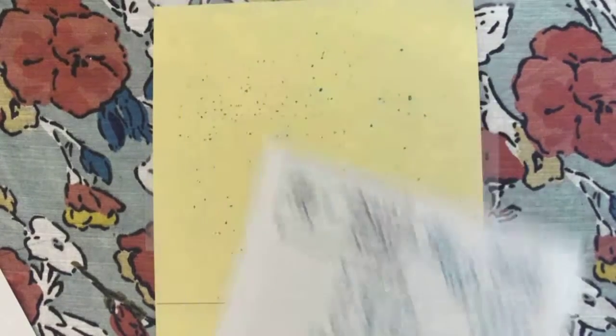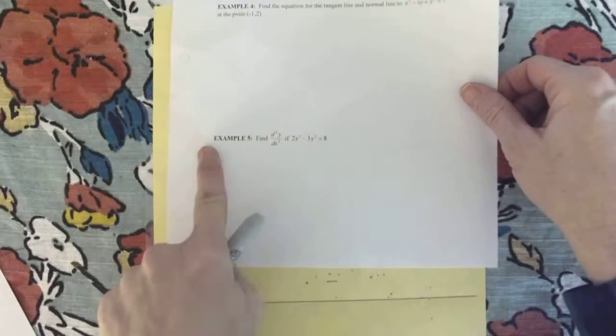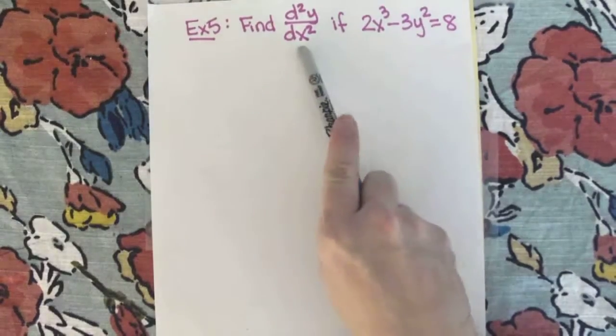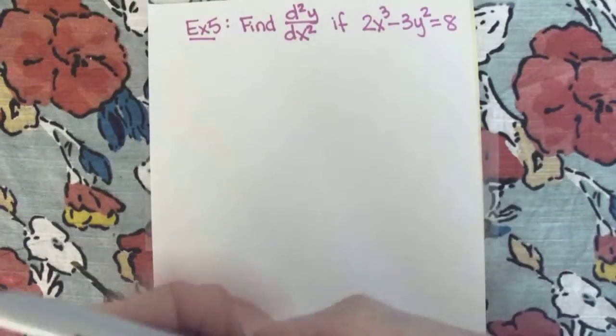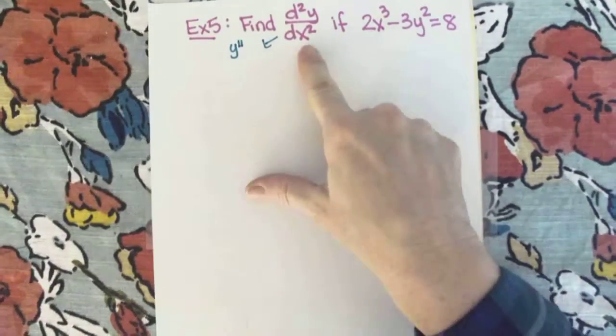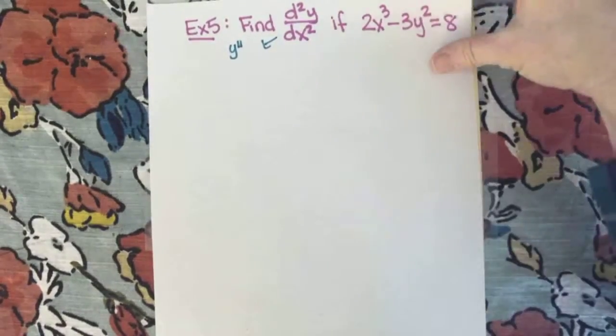Okay, moving to example 5. This is from our note sheet from yesterday, which looks like this. We're now on example 5. This is asking us to find the second derivative of y with respect to x. You might not have seen this notation before. The 2's indicate that you're taking the derivative of the derivative. That's the second derivative. This could also be notated as y double prime. But because we're in implicit mode, we're going to use the second derivative of y with respect to x.